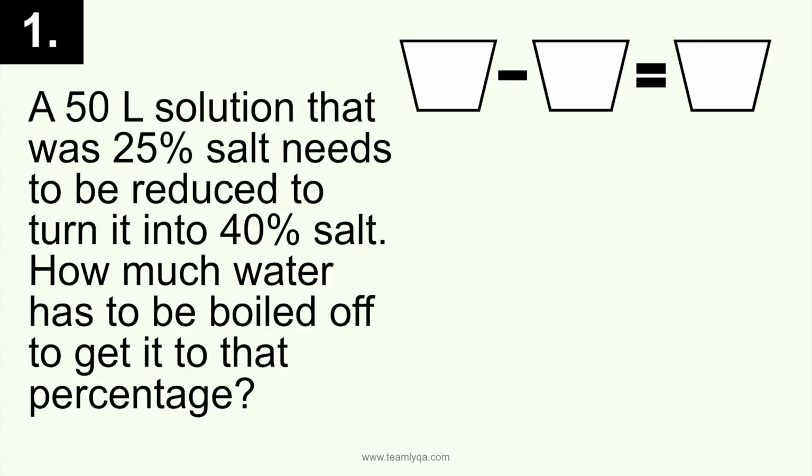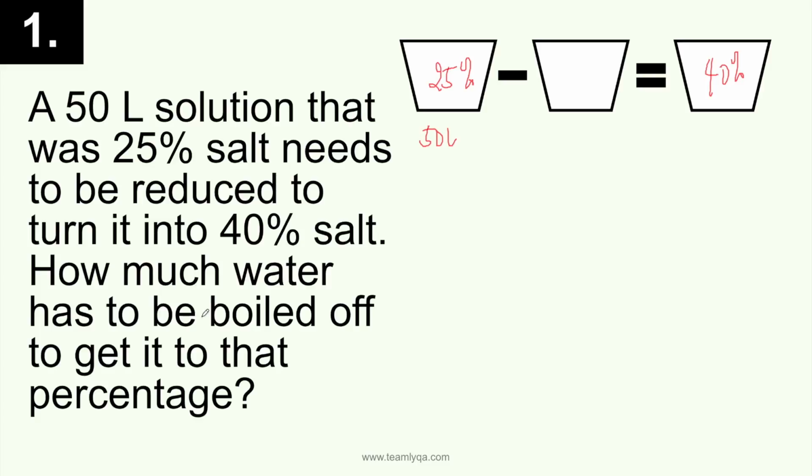So, nagsimula tayo sa 25%. Kailangan umabot siya sa 40%. Okay? Now, of course, ilalagay lang natin yung information na nandito. You have 50 liters daw of a solution. 25% salt siya. Okay? Now, ang gusto mong kalabasan is 40% salt. Okay? At ang gagawin mo ay babawasan mo siya.